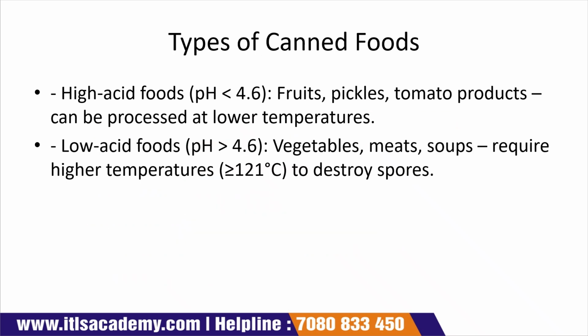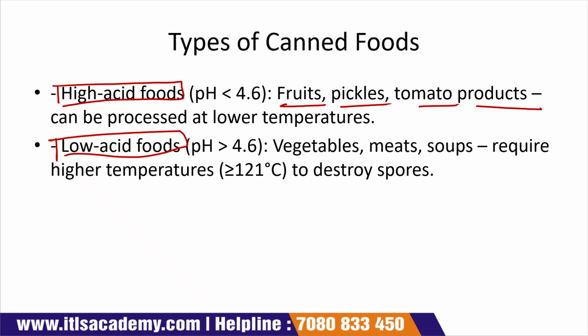Types of canned food products. So canned food products are divided into two categories. The first one is high acid food and the second one is low acid food. High acid foods are those foods whose pH value is less than 4.6, and in this category the foods are fruits, pickles, tomato products, and they can be processed at a very low temperature.